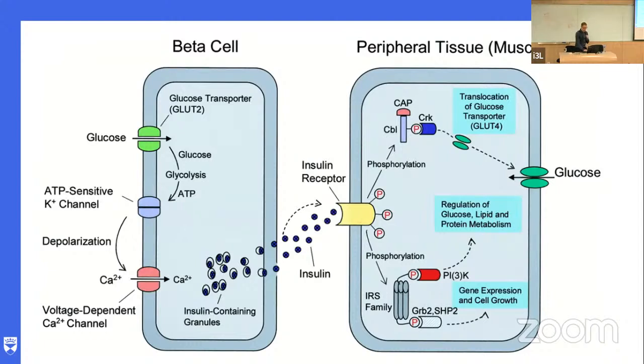And then there are some other effects that insulin has on our skeletal muscle cells, with the regulation of human metabolism, which I'll come on to, and we can also determine gene expression and cell growth. So there are a number of effects on skeletal muscle cells in response to insulin. Let's summarize those key points.